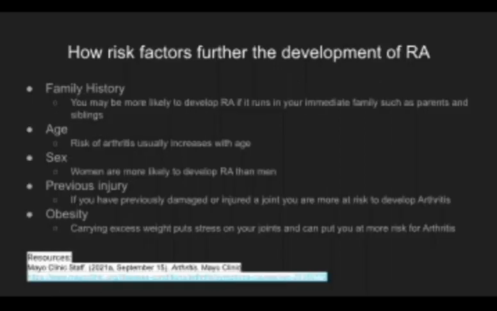You may be at higher risk for RA if you are affected by family history. You might be more likely to develop RA if it runs in your immediate family, such as a parent or sibling. Age and risk of arthritis usually increase with age and sex. Women are more likely to develop RA than men are. If you have previously damaged or injured a joint, you may be at more risk of developing arthritis. You also may be at more risk if you struggle with obesity. Carrying excess weight stresses your joints and can put you at more risk for arthritis.